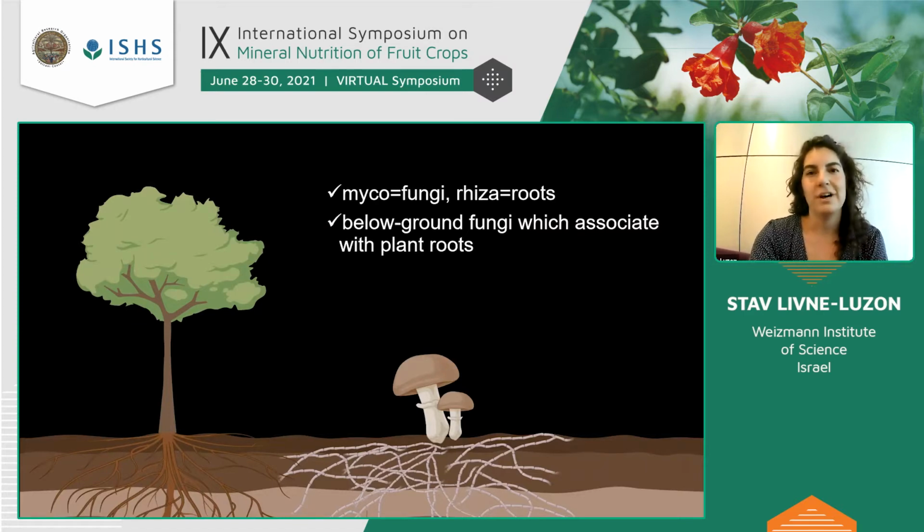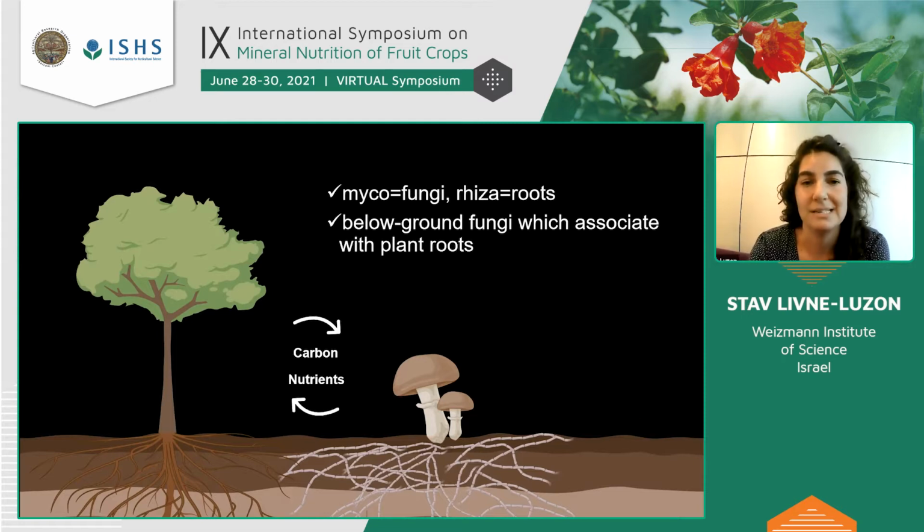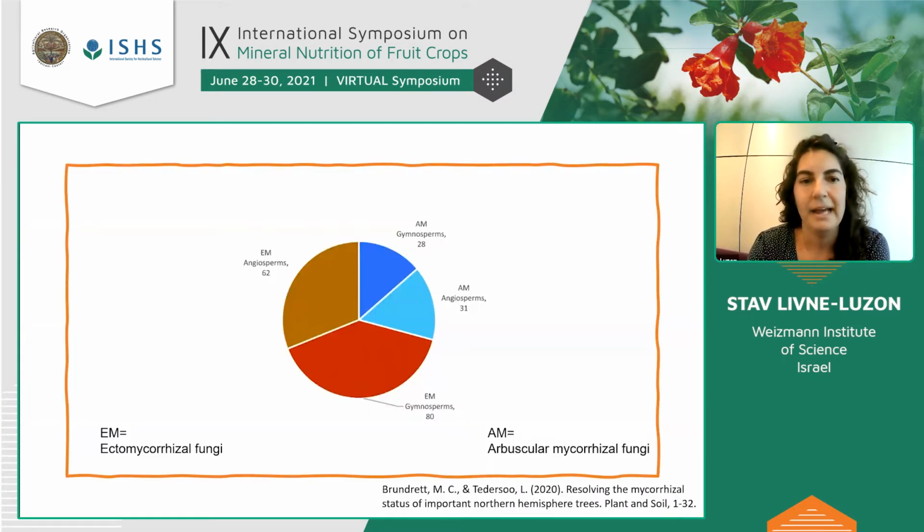So mycorrhizal fungi are below ground fungi which associate with plant roots. And the symbiosis is based on the mutual exchange of carbon and nutrients. Trees around the world can be roughly divided into two types of mycorrhizal association, either arbuscular mycorrhizal fungi or ectomycorrhizal fungi.